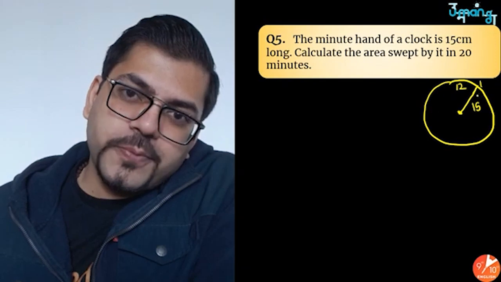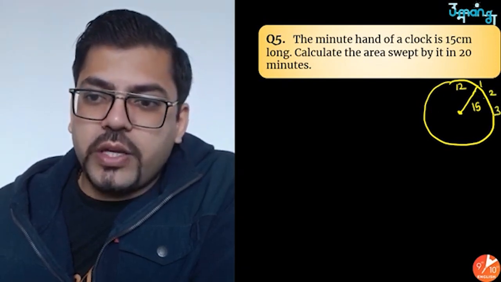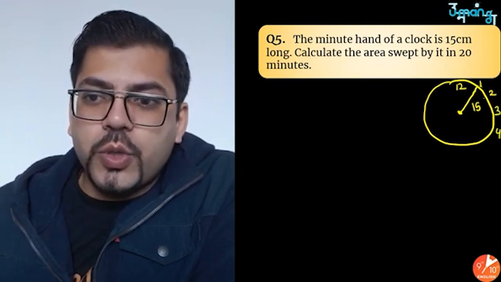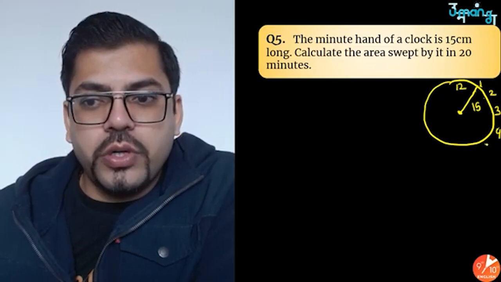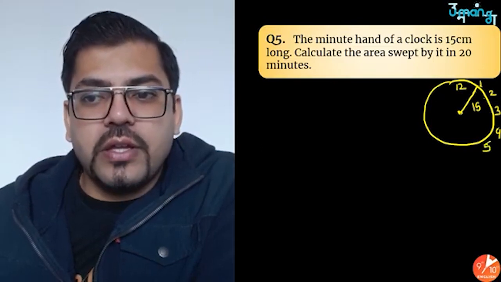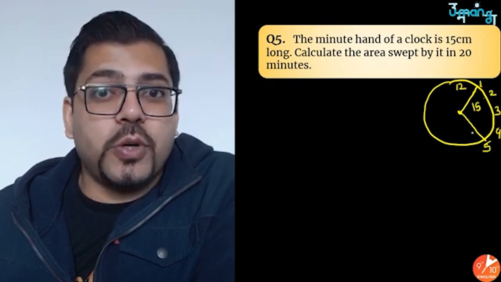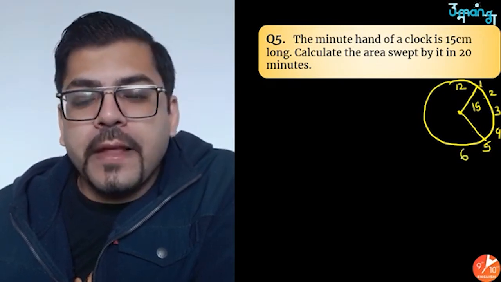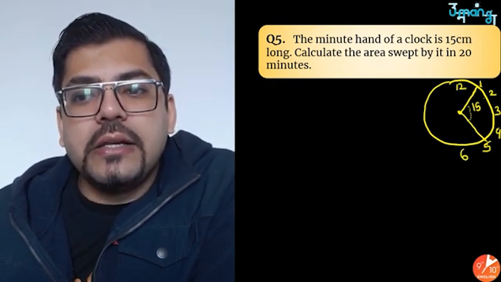20 minutes means what? How many digits? So 1 to 2, 2 to 3, 3 to 4. So 1 to 2 is 5 minutes. 5, 10, 10 to 15, 15 to 20. So at 5, the minute hand will come at 5, then it will sweep 20 minutes, because the minute hand works like this only. Now you have to tell me, from 1 to 5, what is the angle?